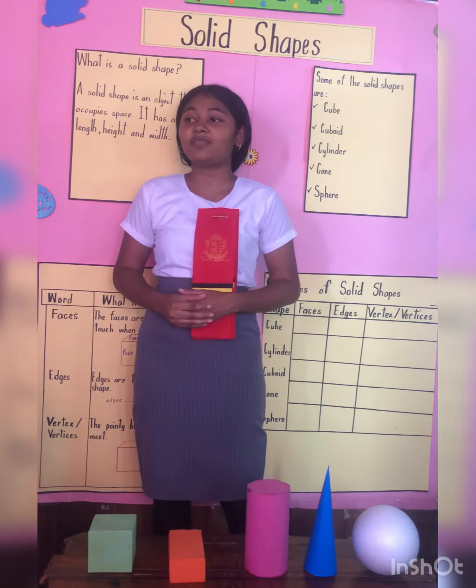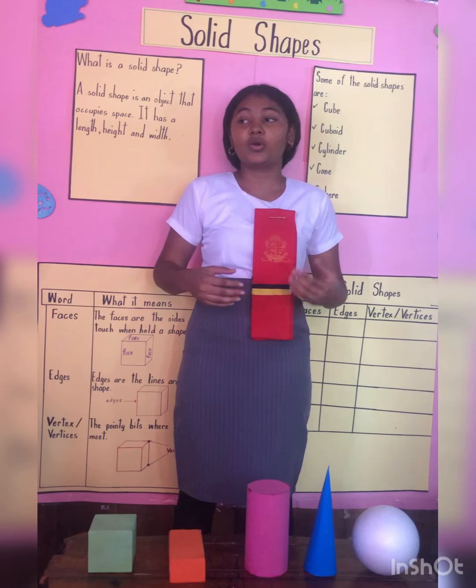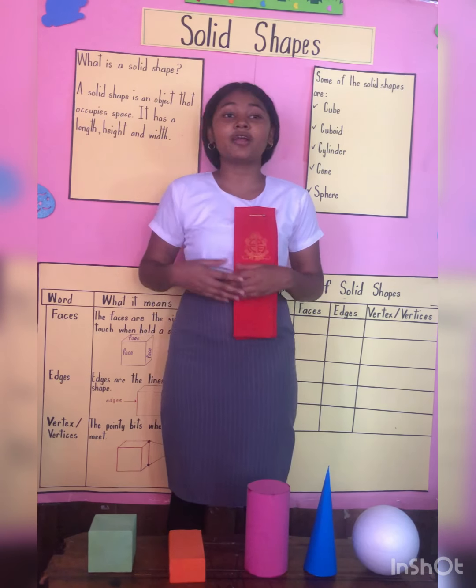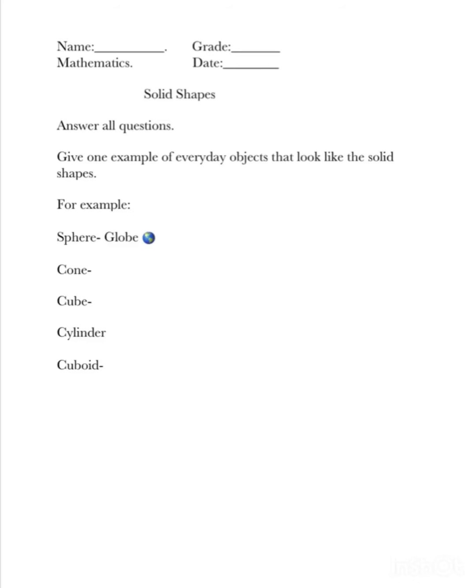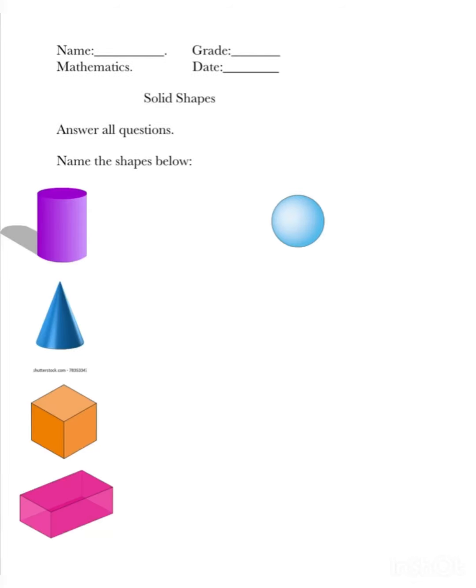Now you will be having a little activity where you will be completing a worksheet. Here's what the worksheet looks like. You are tasked with naming the shapes below, and you will give one example of everyday objects that look like solids. The first one is done for you. So, a globe is an example of a sphere that we see in our everyday life.